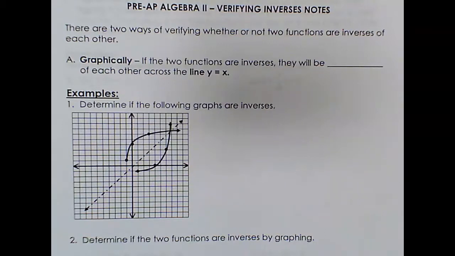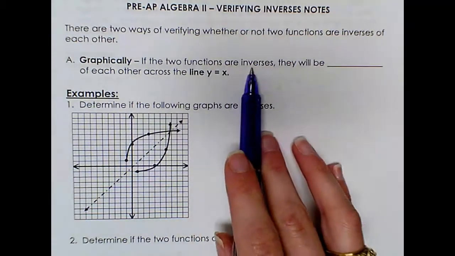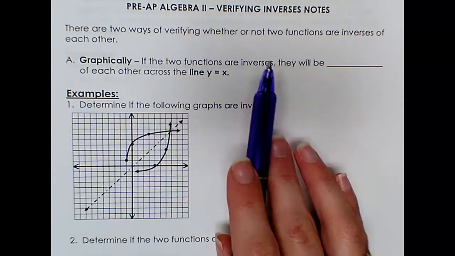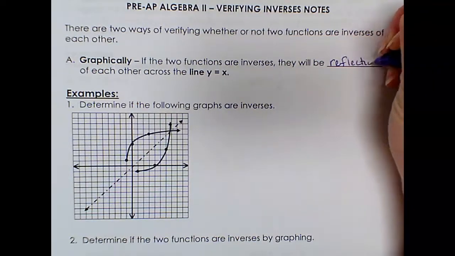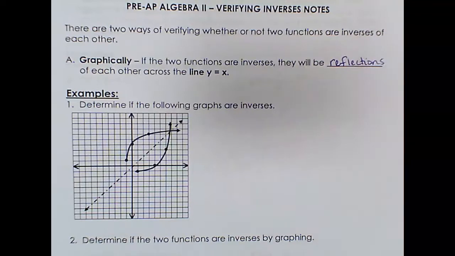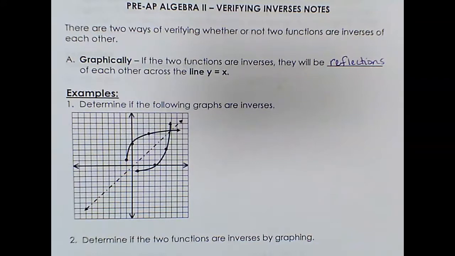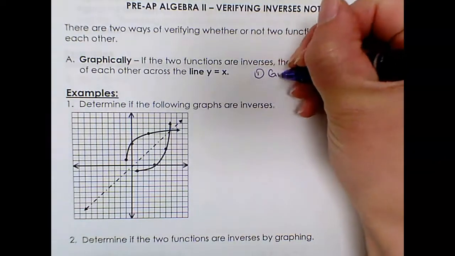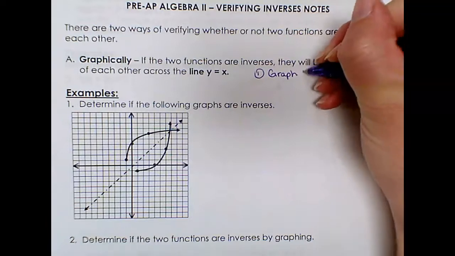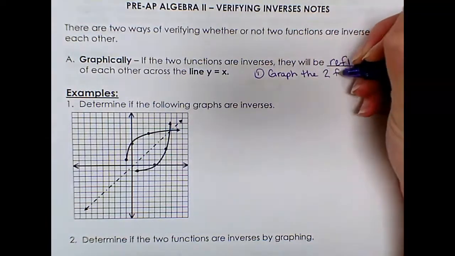Graphically, if you have two functions on a graph, and those two functions are inverses, then they will be reflections of each other across the line y equals x. In order to determine if two functions are inverses of each other graphically, the first thing you need to do is graph the functions. You need to put them on the coordinate plane. So graph the two functions.